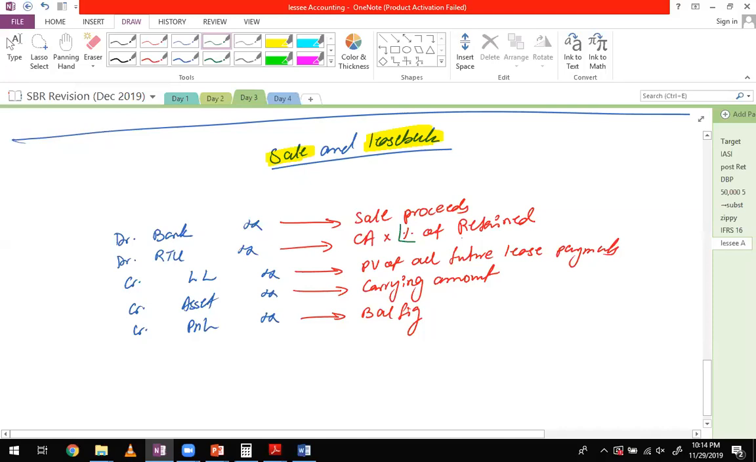So whatever percentage we have retained, okay, the screen is not updating. Just a minute. Let me stop sharing and let me reshare again. Okay, just give me a minute. There's some problem in the internet connectivity.